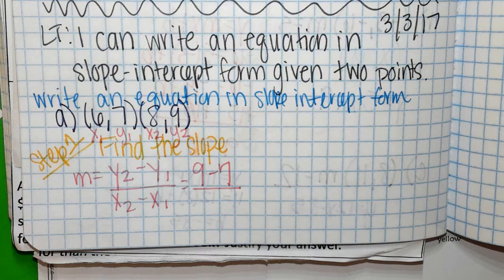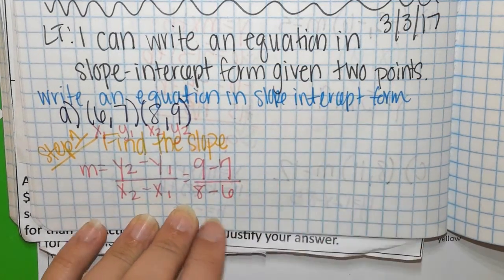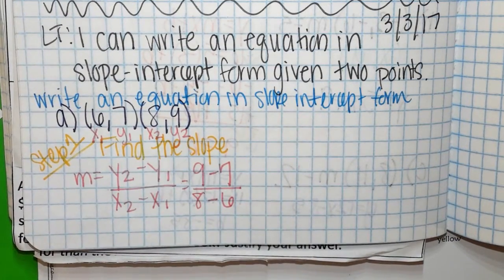Now we're subtracting our x's. What is x2? 8 minus 6. We do 8 minus 6.